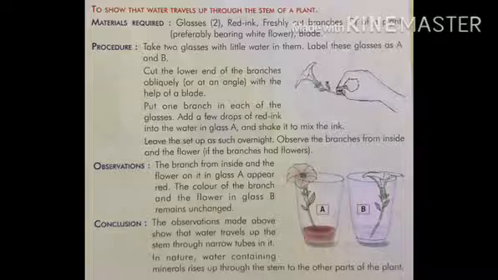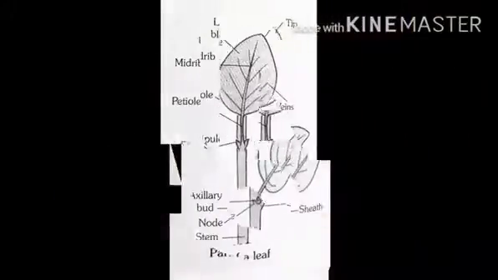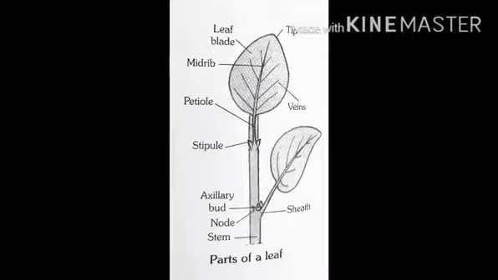This is the activity to show how plants get water from the soil, or how water is transported through the stem with the help of the root. Now get ready for leaves. Leaves, this is the part of the leaf you see in this picture. There are so many parts in the leaf.